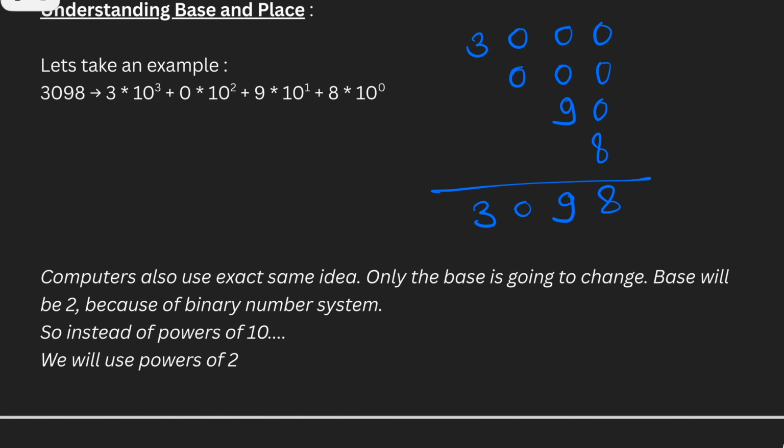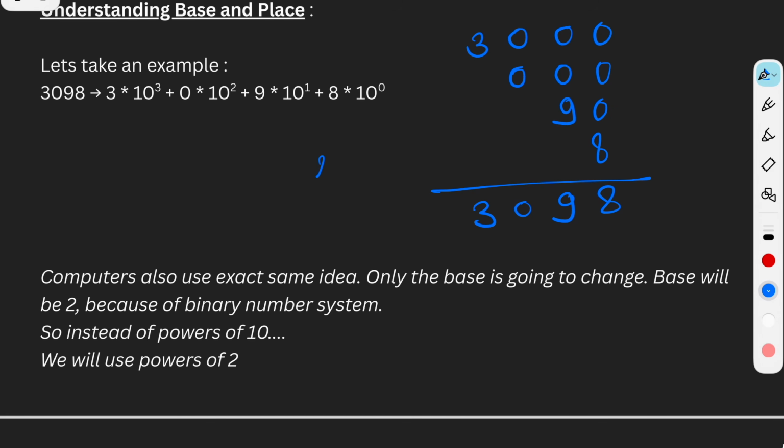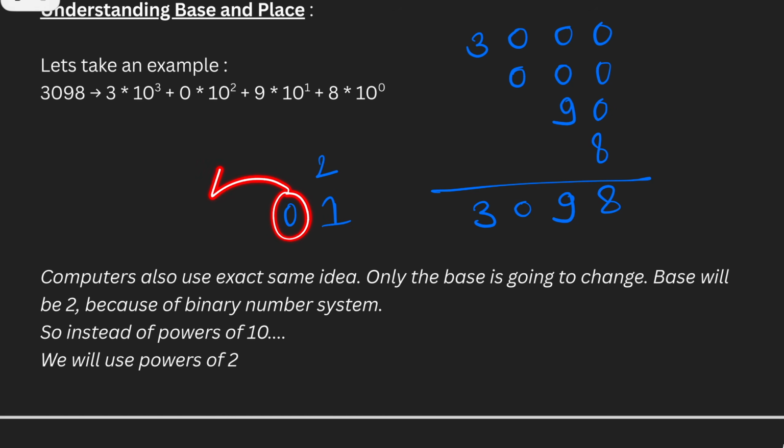Once you understand this, and once you understand that for decimal the base is 10 because you only have numbers from 0 to 9, 10 numbers, then you can directly understand what the binary number system is going to be. For binary, the base is going to be 2. So the numbers that you can have at any single position are going to be 0 and 1. 0 represents off and 1 represents on.